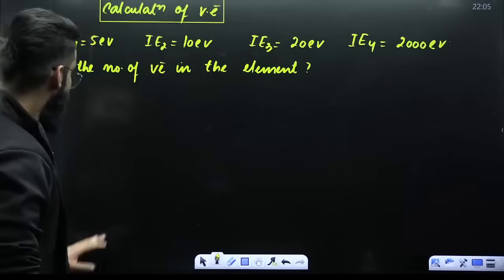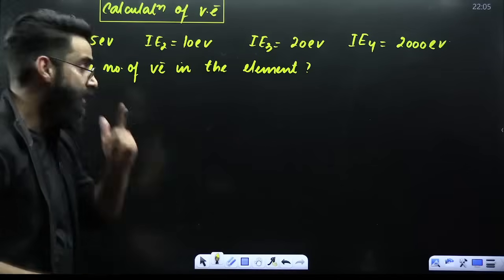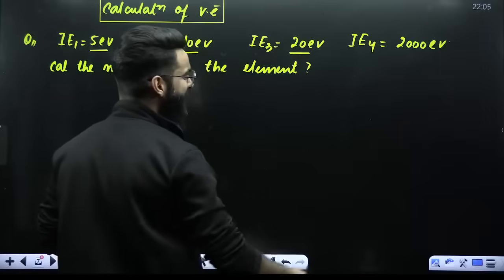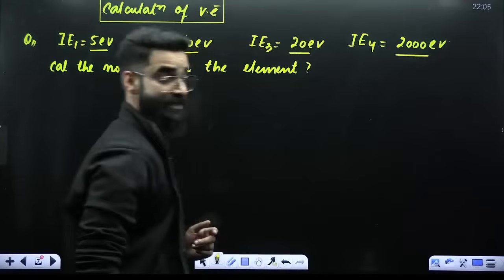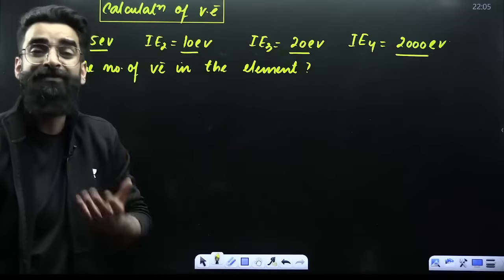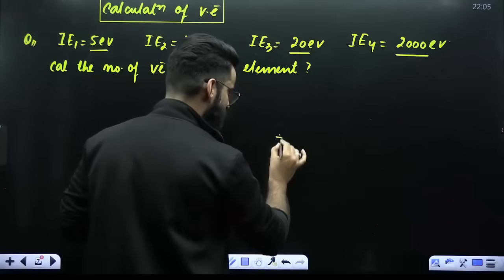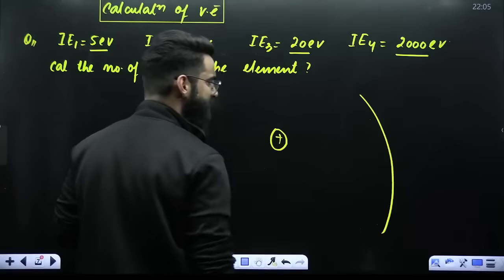Now, my dear students, let's say you have got an element whose first ionization energy is 5 electron volt, second is 10, third is 20, and fourth ionization energy is 2000 electron volt. You have to tell me how many valence electrons are there in the atom. My dear students, it's pretty much simple. Let's say this is the nucleus, and for example, this is the outermost shell, right?